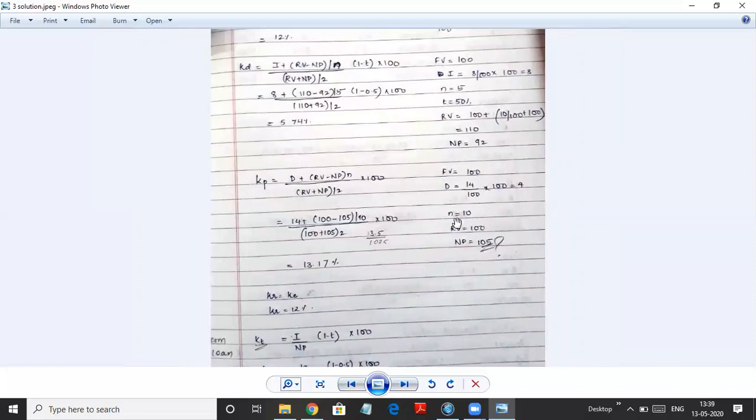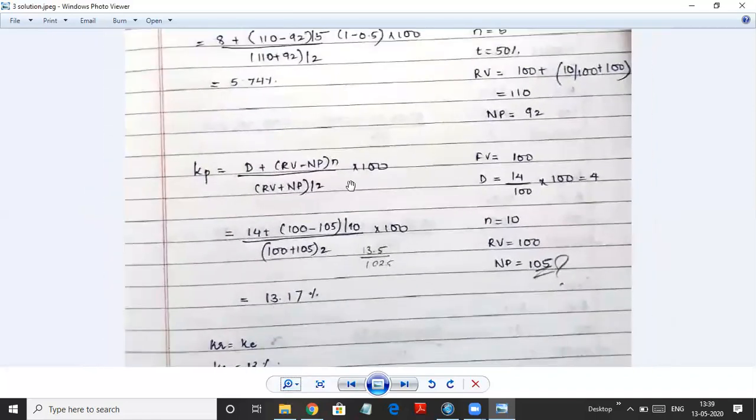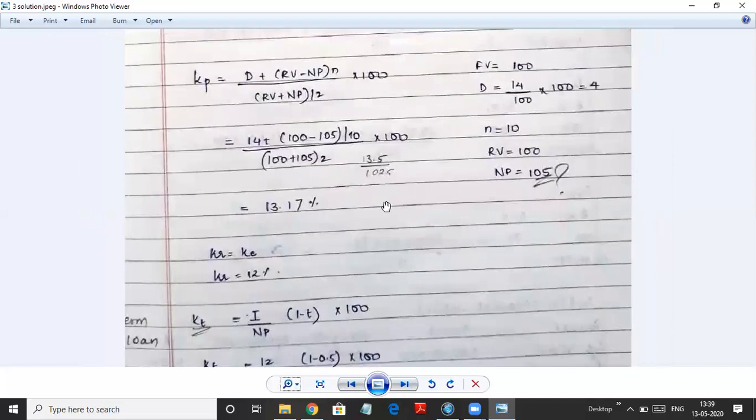Preference shares: face value 100, dividend 14, time 10 years. Redeemable value, they have not told anything whether it will be at a premium or what, so we take it as equal to face value. Net proceeds, it is selling at 105, I told you, so we're taking it as 105. So if you put it in the formula, 14 dividend plus redeemable value 100 minus net proceeds 105 divided by 10 years, the whole divided by (100 plus 105) divided by 2, into 100. No tax rate here. You get 13.71%.